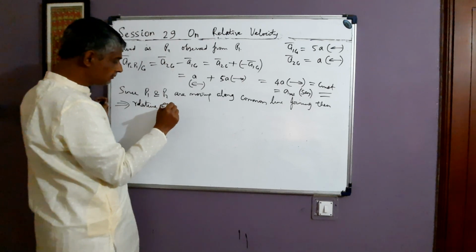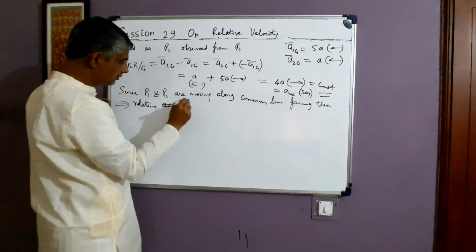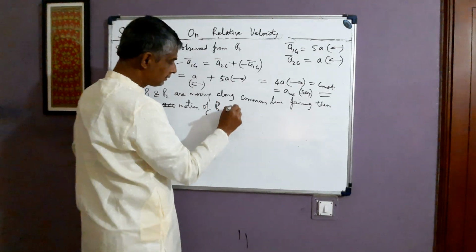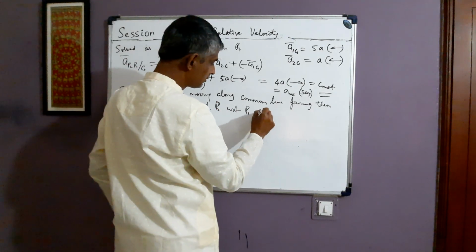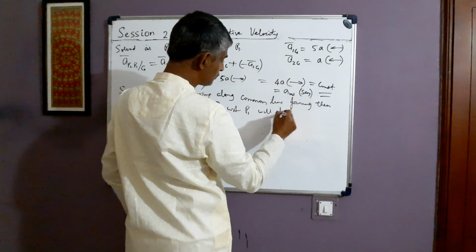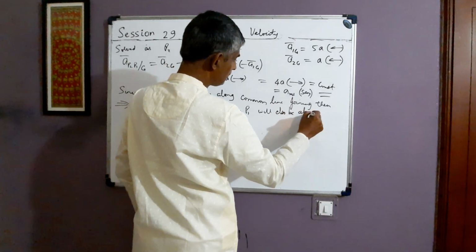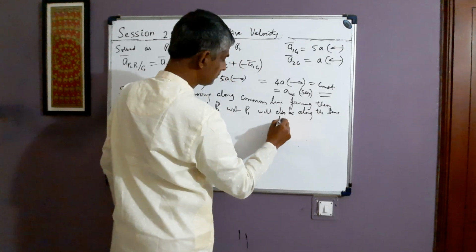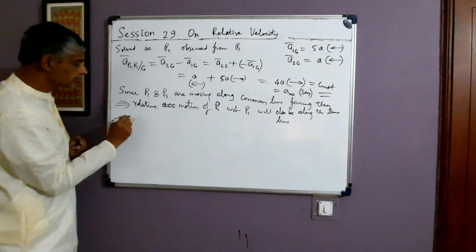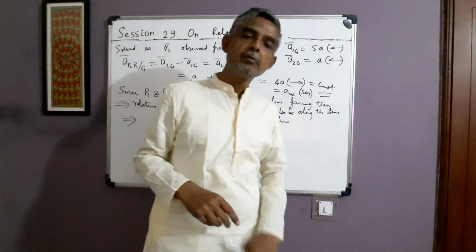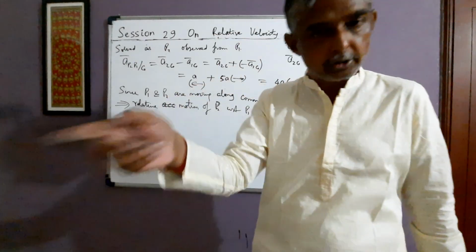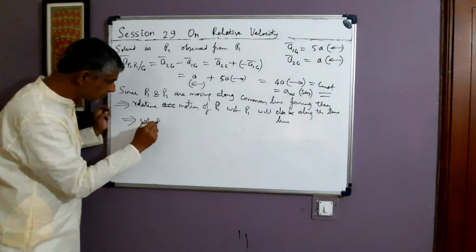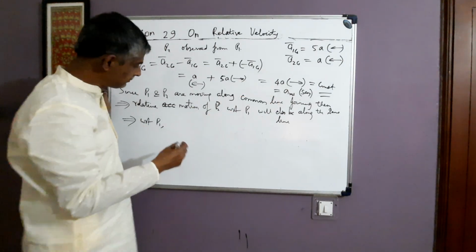Relative motion of P2 with respect to P1 will also be along the same line. What does this mean? This will mean that P1 will observe that P2 moves along the same line joining these 2 points. Okay. This means that with respect to P1, P2 also moves along the same line.